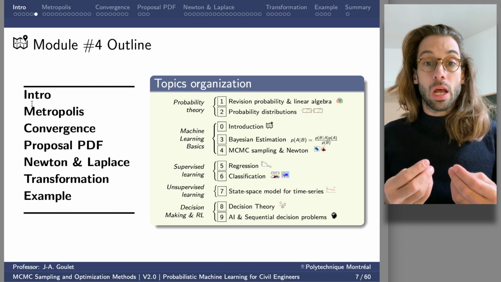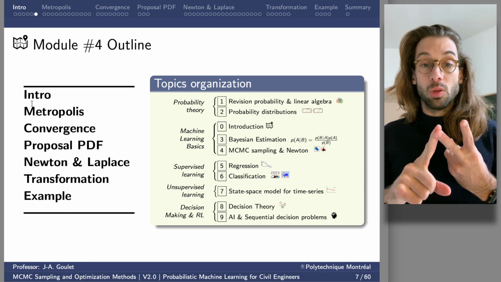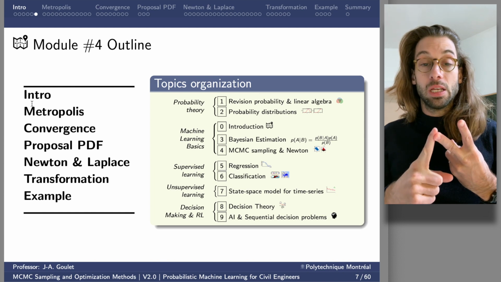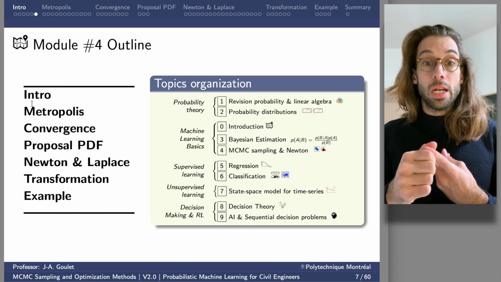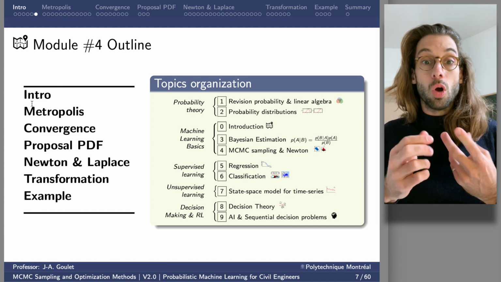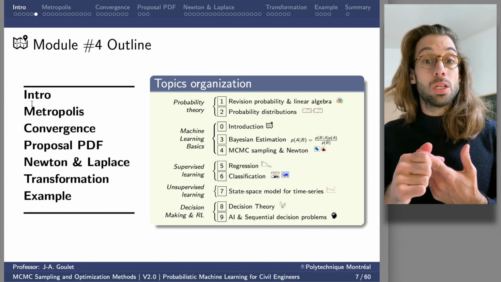So we're going to see gradient-based algorithms for two purposes. One is to tune our proposal PDF in the context of MCMC. But we're going to see as well that we can use those gradient-based algorithms, on their own, to make a crude approximation of Bayesian estimation.